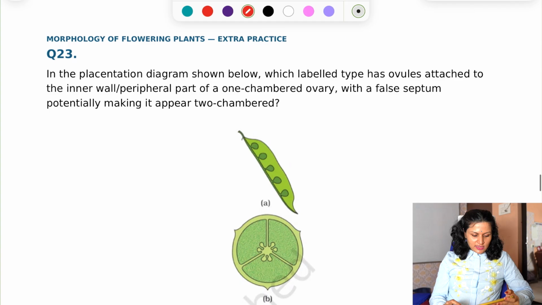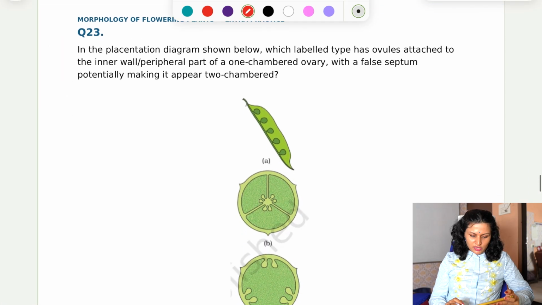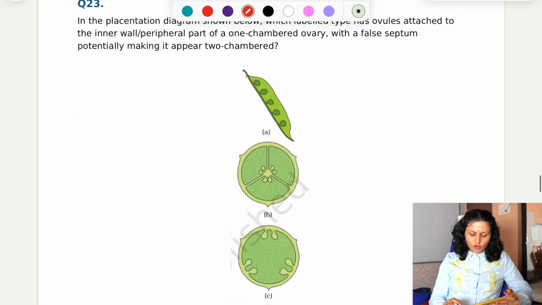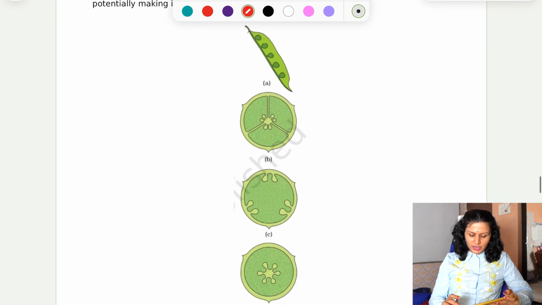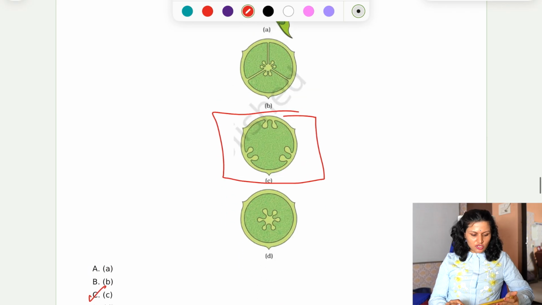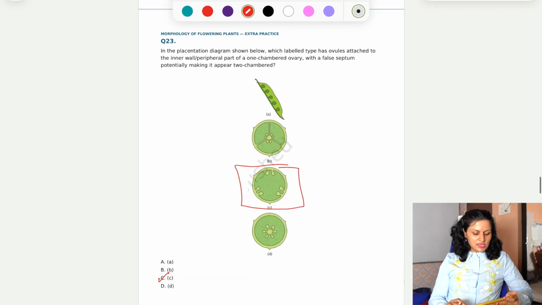Next, question 23. In the placentation diagram given below, which label type has ovules attached to the inner wall peripheral part with false septum potentially making it appear 2-chambered? That will be parietal placentation, isn't it? And this is parietal placentation. For question number 23, option C will be correct.